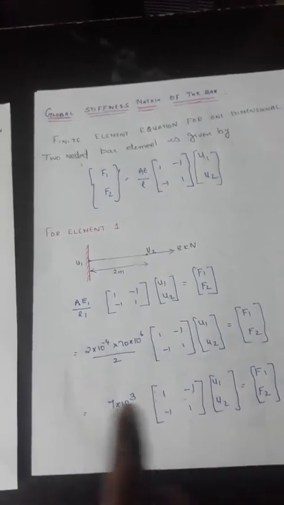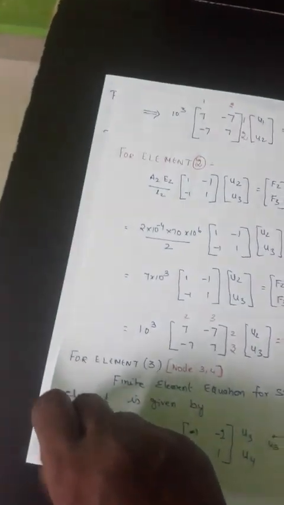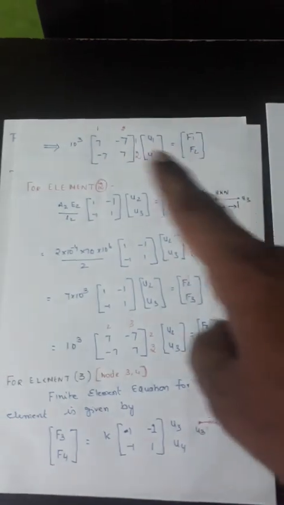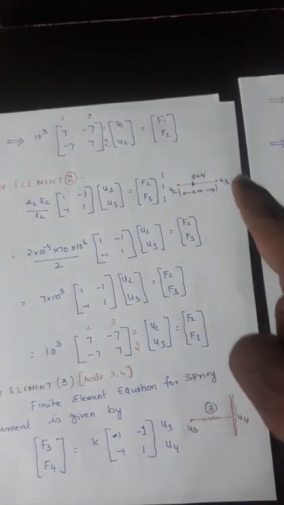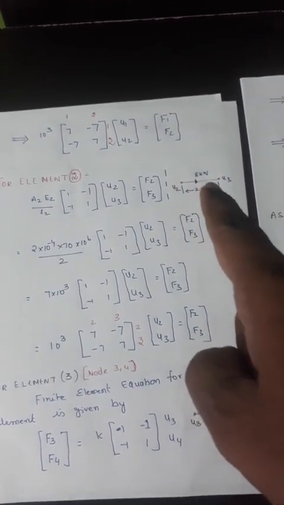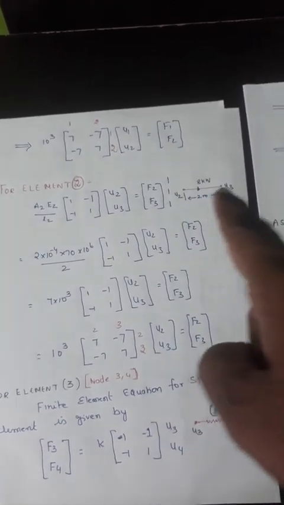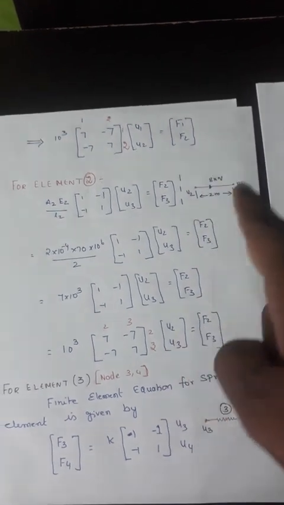So I have multiplied the 7 inside, and again element 2. Element 2 is this one. The force is acting here, and for element 2 the nodes are U2 and U3, 8 kilonewton.